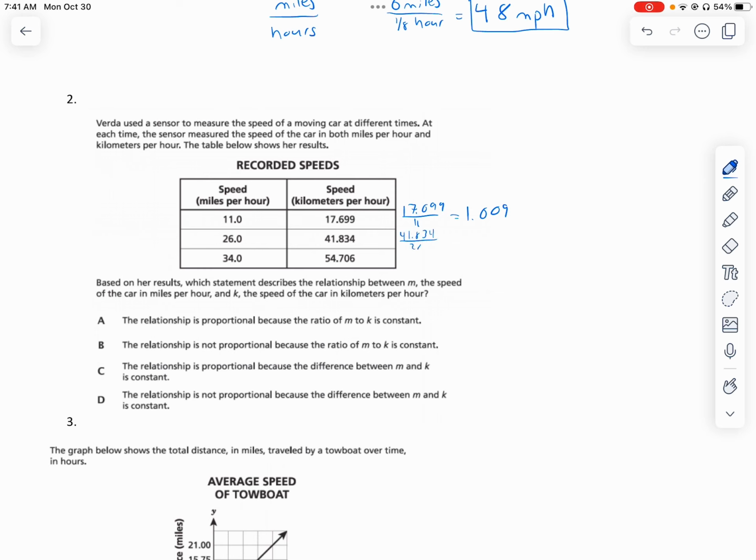41.834 divided by 26 is 1.609. 54.706 divided by 34 is 1.609. All of the ratios are the same, so the relationship is proportional. So the answer is A.